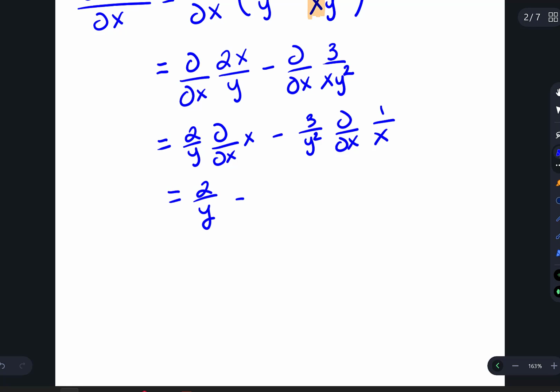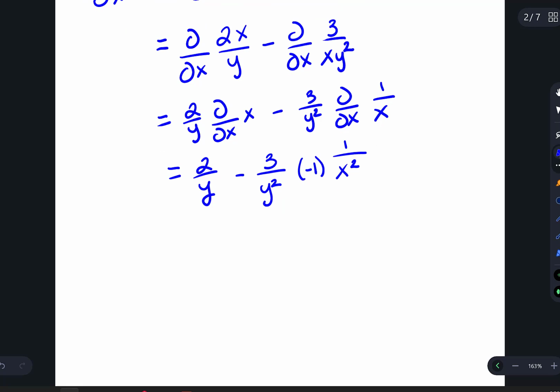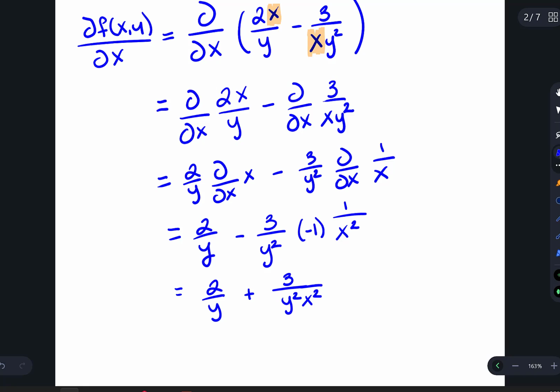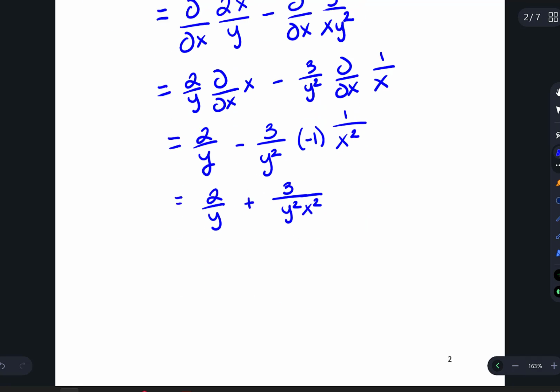And looking at the second term, this is the same as x to the negative 1 power, so we can use our power rule. So we have our constant out front, and then applying that power rule, we're going to have minus 1 times 1 over x squared. And so this becomes 2 divided by y minus 3 over y squared, but we're multiplying by a negative 1, so that becomes positive, and then the x squared is also in the denominator. Now this is that partial derivative with respect to x, and so again, notice when we take the partial derivative with respect to x, we treat y as a constant.